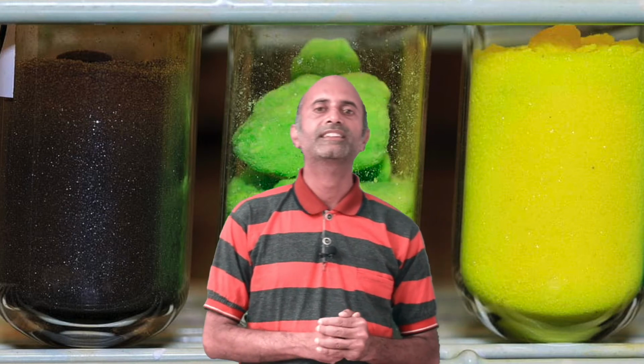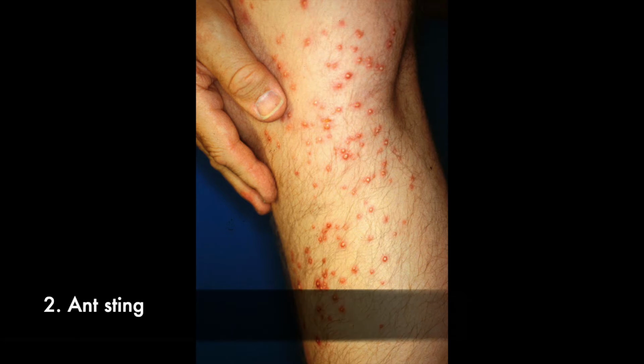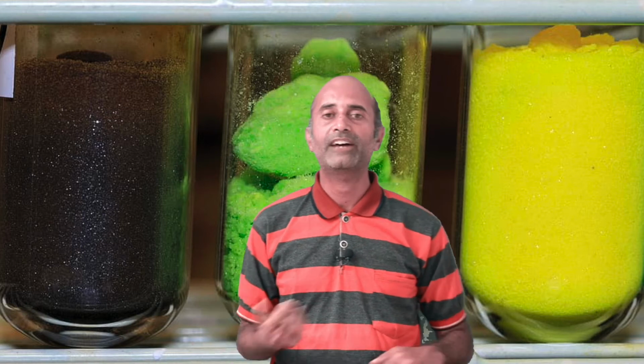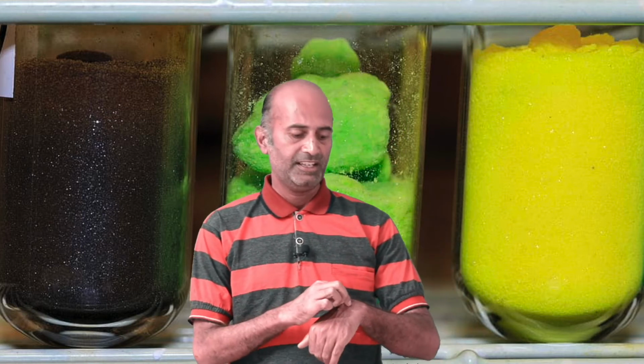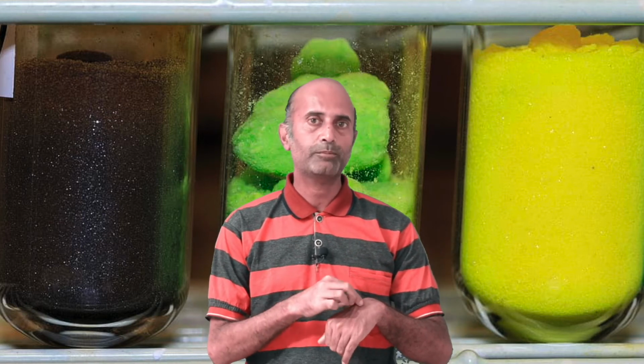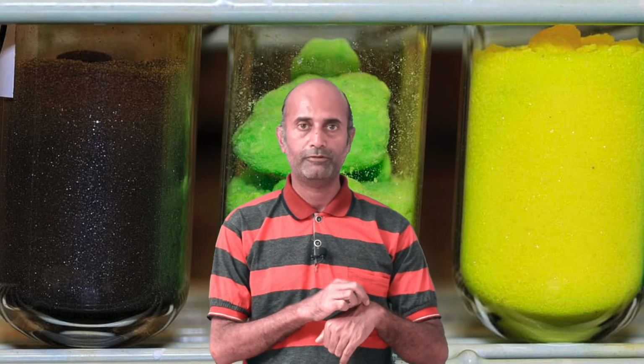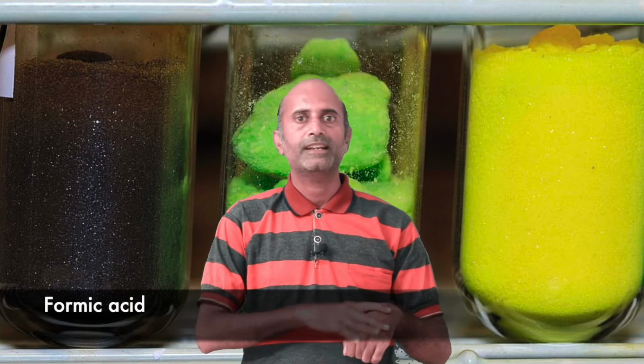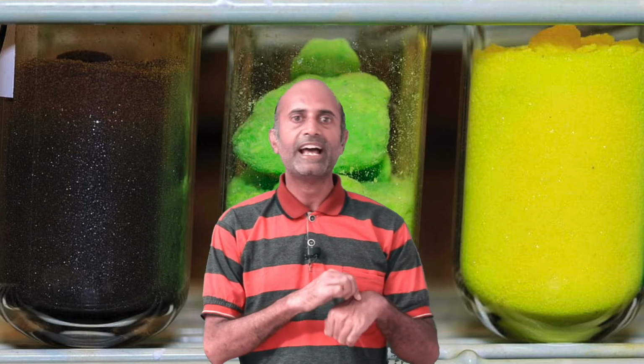Then we'll take a look at ant stings. We all know about ants, the small insects. However, we all might have experienced certain ant bites. Even though these insects are small, their bites are quite painful for their size. It's because ant stings contain formic acid. So that's why it pains for some time after the ant bite.